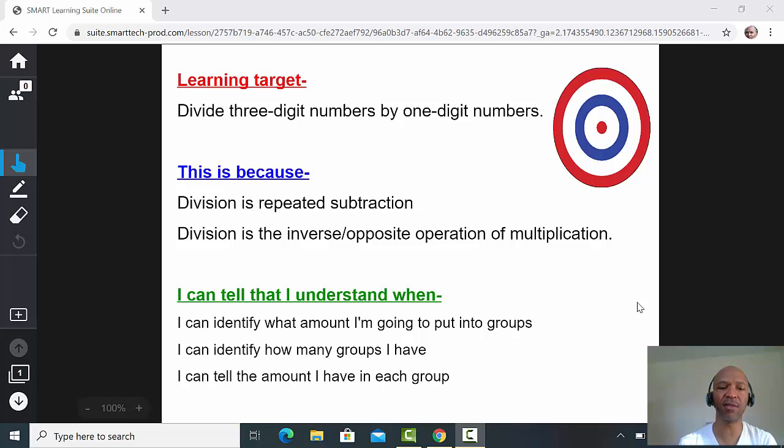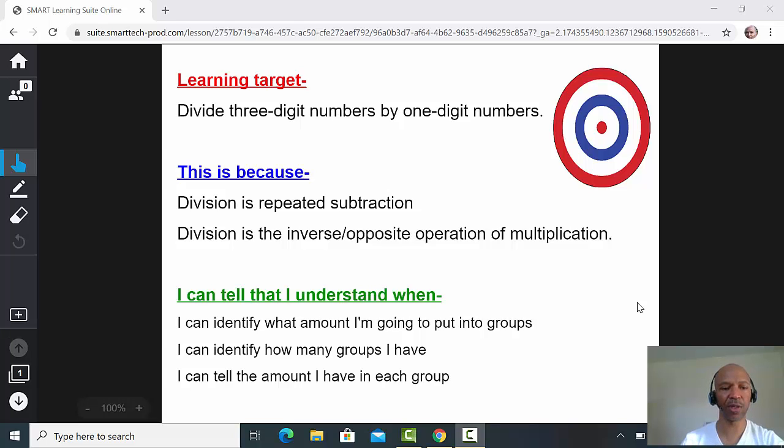By the end of this video, you will know that you understand division when you can identify what amount you're going to put into groups, when you can identify how many groups you have, and when you can tell how many are in each group.